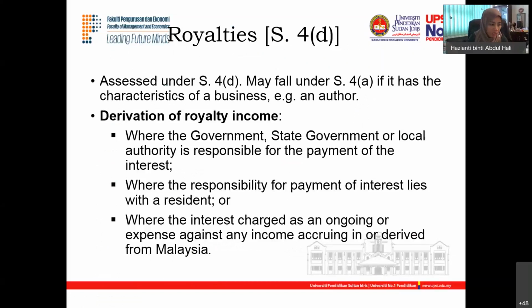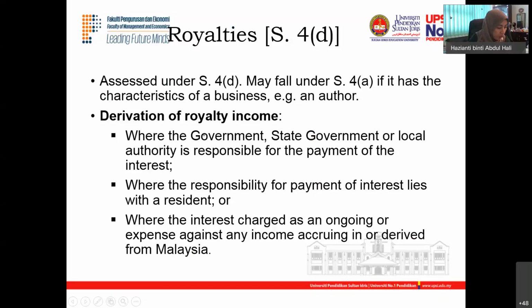So next one, let's move on to royalties. Also under section 4D. So under 4D, we have rent and royalties. Royalties also involve a lot of calculation that you have to do because there are a lot of exemptions for royalties. So for royalties, it's assessed under section 4D. But it may fall under section 4A if it has the characteristic of a business. For example, an author who sells books. So that income might be assessed under section 4A, not 4D.